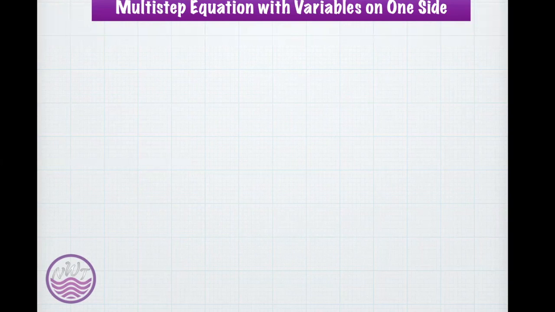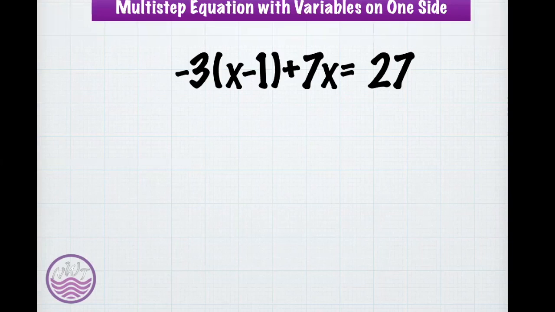Going into the goal of this particular video: multi-step equation with variables on one side. That is my goal. Looking at a possible example, this would be example number 1 in your notes. -3 parentheses x minus 1 parentheses plus 7x equals 27.